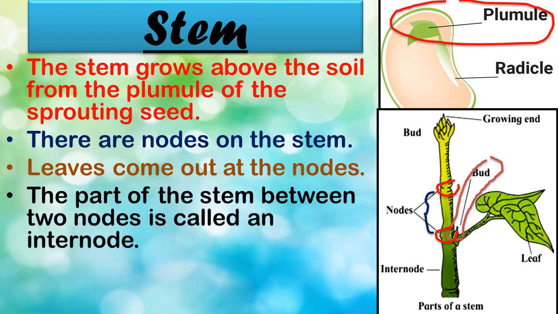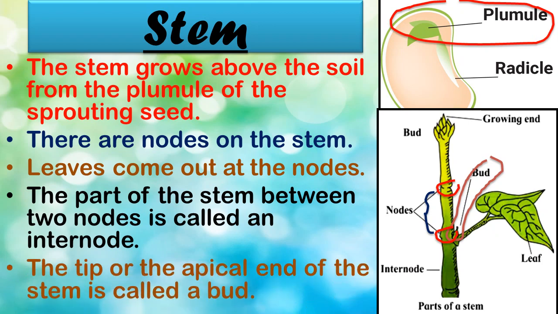So what are the internodes? The part of the stem between the two nodes is called an internode, and the tip or the apical end of the stem is called a bud. So this is a growing end or a bud, and this is the apical part of a plant. So this is all about the stem.